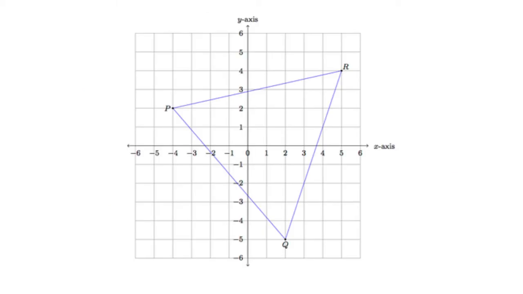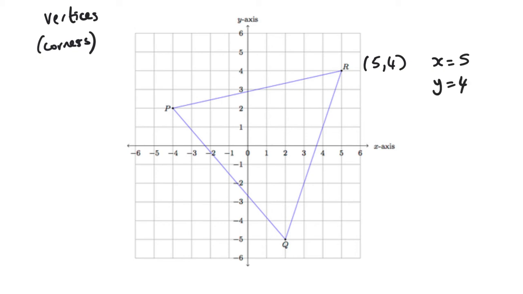So if we look at this triangle PQR, we can see the vertices, or the corners, have three different points obviously. So R, if we wanted to work out the coordinates of R, we would go to the right 5 and up 4. So we'd have the coordinate (5, 4), where x would equal 5 and y would equal 4.